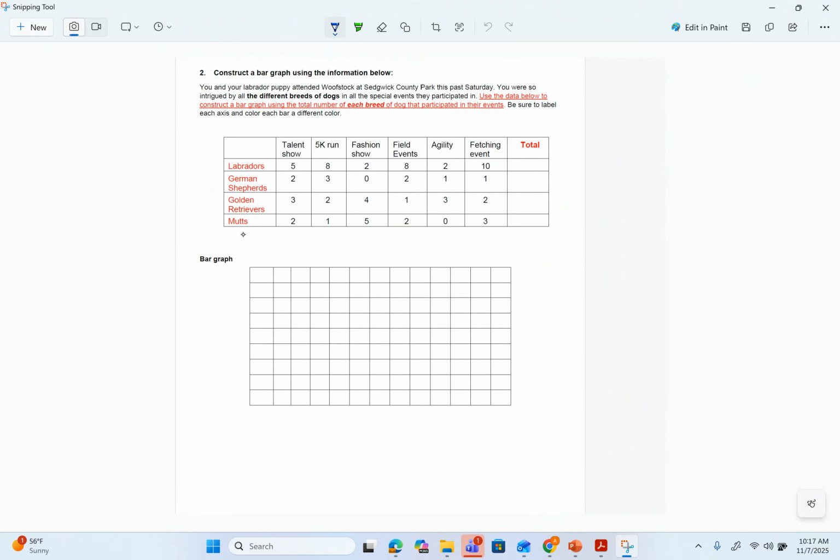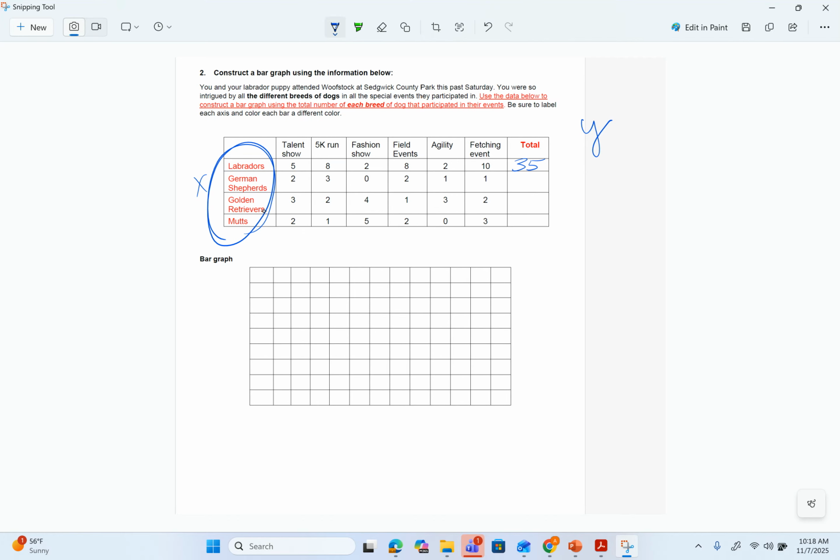So these breeds are going to go on my x-axis, and my total is going to go on my y-axis. Then it says be sure to label each axis and color each bar. So with the Labradors, you're going to add up all of these numbers straight across the row, and you're going to put the total here. You'll do the same thing for the German Shepherds, the Golden Retrievers, and the Mutts. I'm not going to do it for you because that's pretty simple.